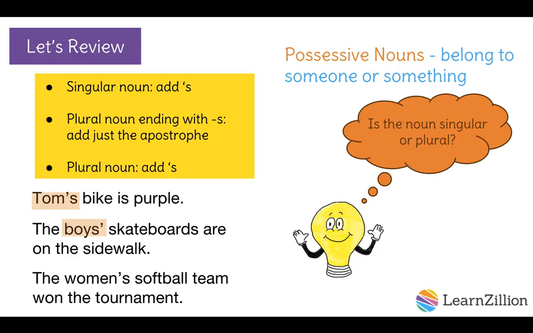The women's softball team won the tournament. The softball team belongs to the women. The word women is plural, but it does not end with S. This means to show possession, we need to add an apostrophe S.